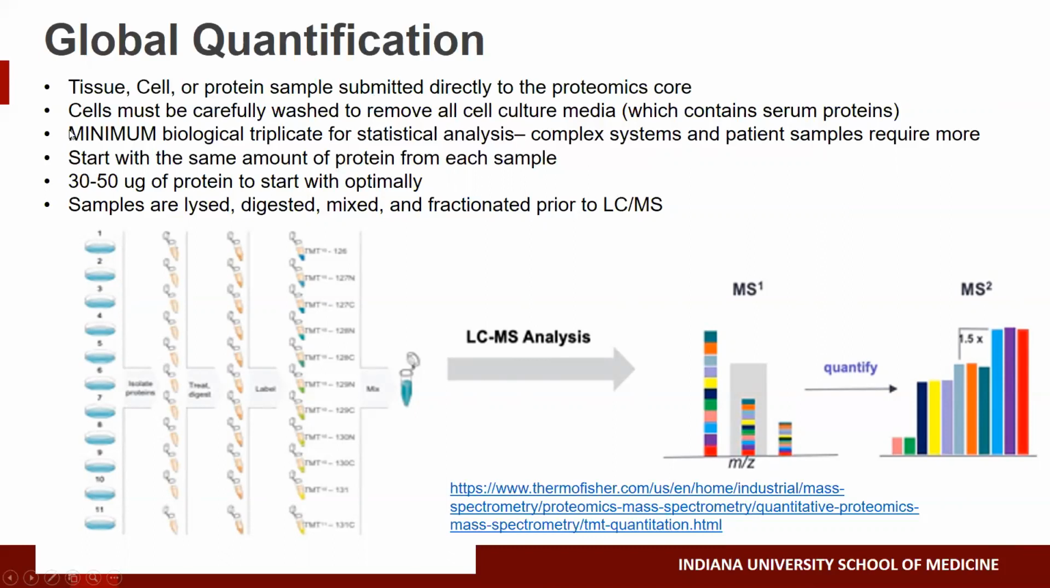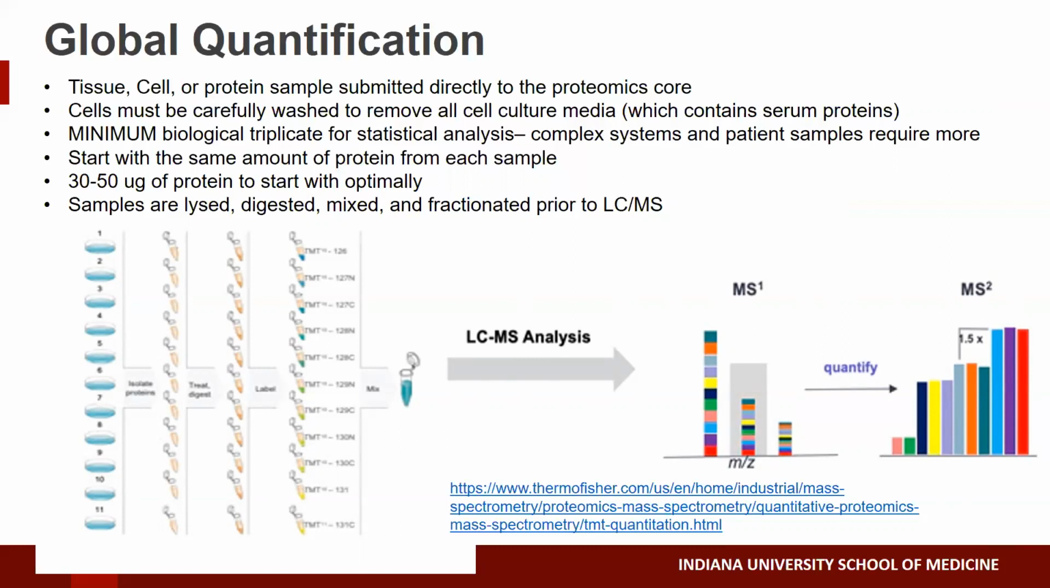You're going to need to submit a minimum of biological triplicate for us to do statistical analyses. And if you're running a complex system, maybe you have something from mice where you need to look at sex and line differences, or patient samples, human samples, you may want to run 4 or 5 replicates just to make sure the findings you have from the statistical analyses of the sets of samples are as accurate as possible.